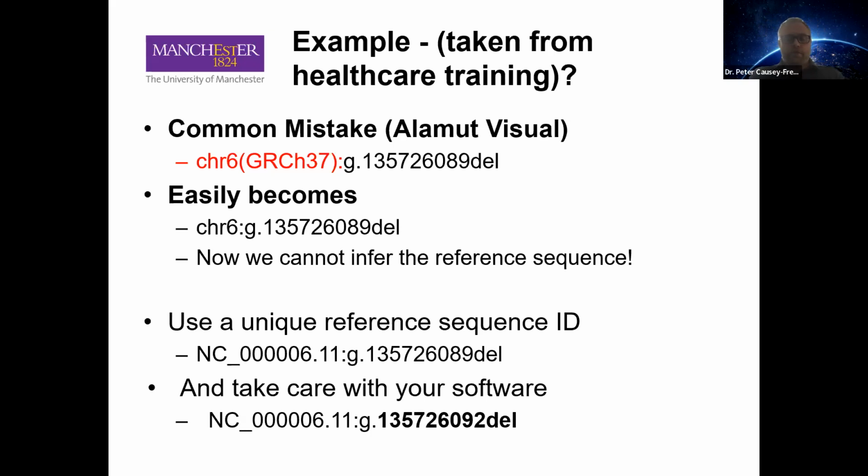So what we should be doing is using the unique reference sequence identifier, and that is the identifier for the GRCH37 version of chromosome 6. It's different. It's got a different identifier in GRCH38. Take care of your software as well. Alamut doesn't always get the nomenclature right, especially for genomic descriptions. So using a tool like Variant Validator to check that your description is accurate is also advised. Alamut's great, but it's always worth using another tool to double check. Next slide, please.